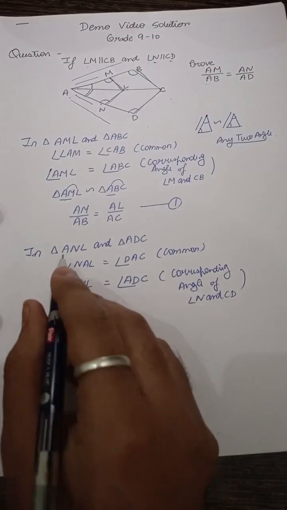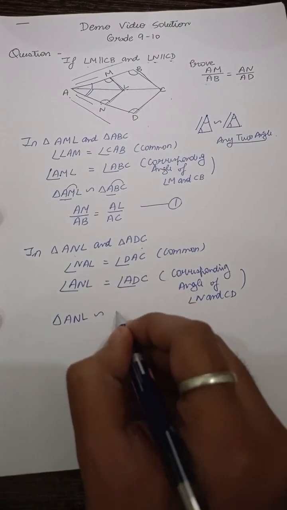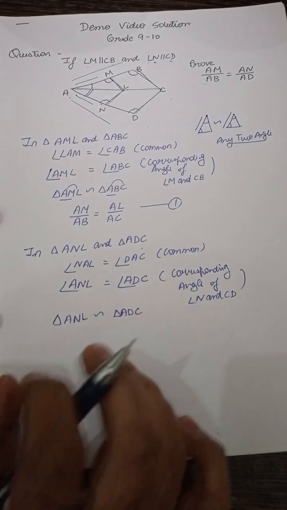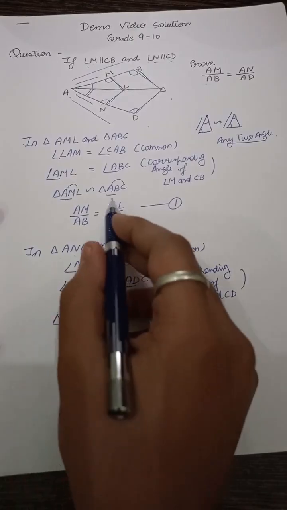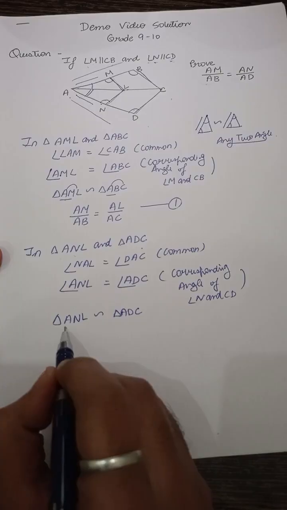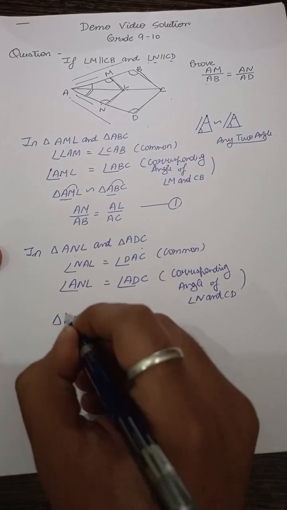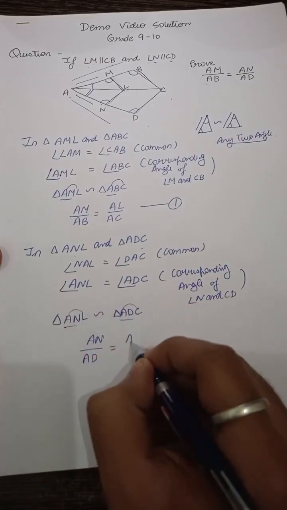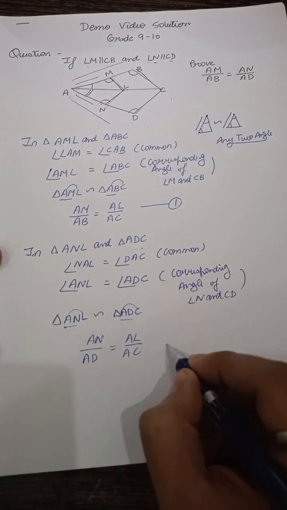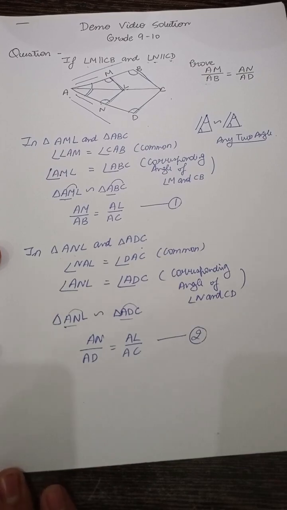If two angles are equal, then the triangles are similar. So triangle ANL is similar to triangle ADC. Now if they are similar, I'm again going to use the similarity criteria that ratios are in proportion. We use the first two sides of both, and we have AN upon AD equals AL upon AC. Again there is the third side also, but I'm not going to write it as we don't need it. So I'm writing this as equation 2.